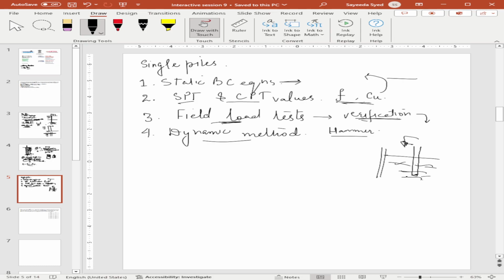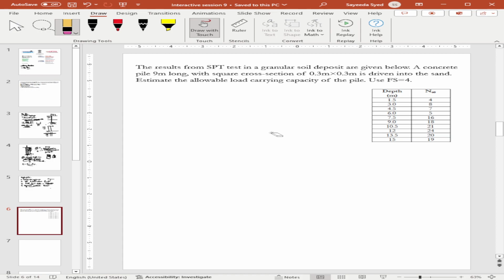Okay, so let us move on to our first question then. The results from SPT test in a granular soil deposit are given below. A concrete pile 9 meter long with square cross-section area of 0.3 by 0.3 meter is driven into the sand. Estimate the allowable load carrying capacity of the pile. Okay, let us start with this question.